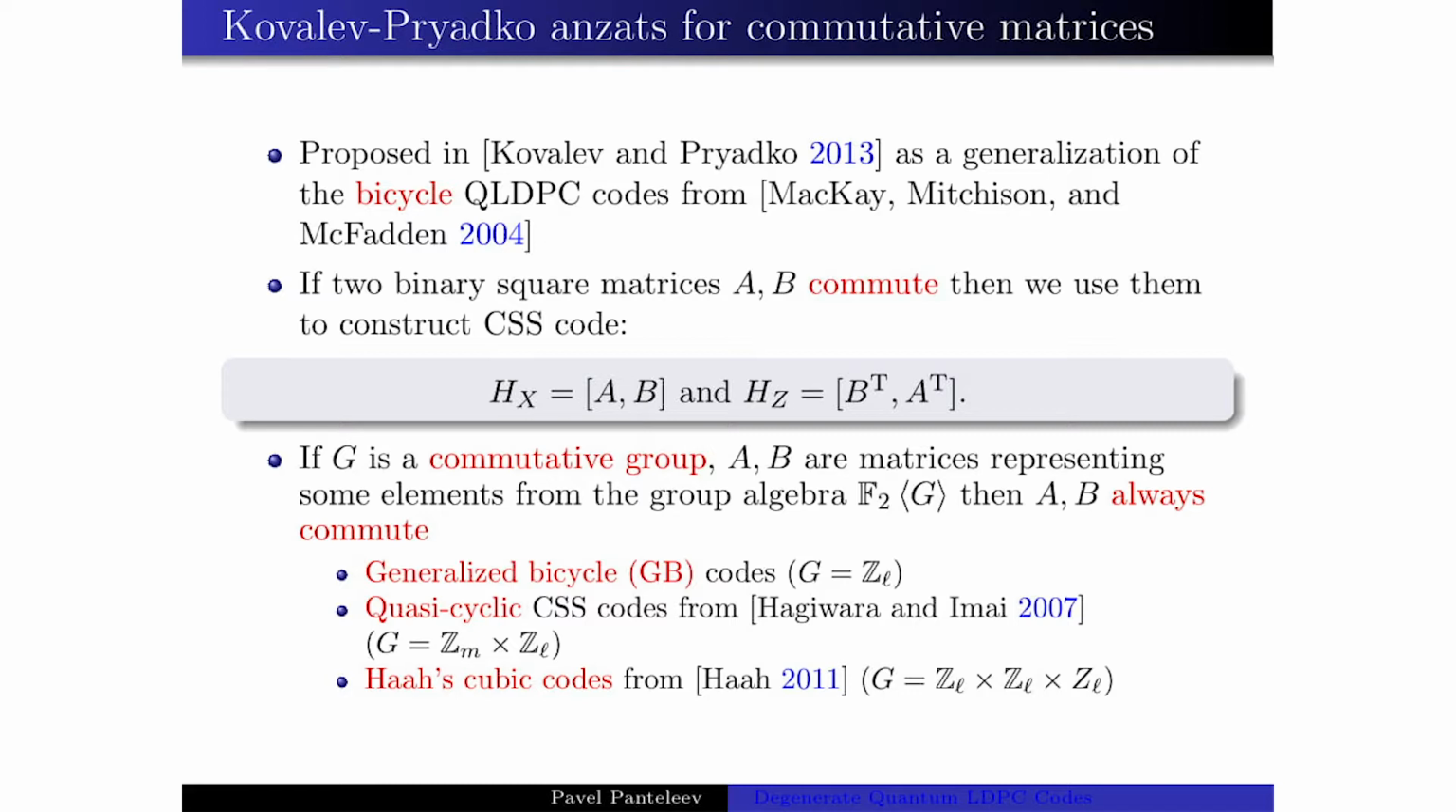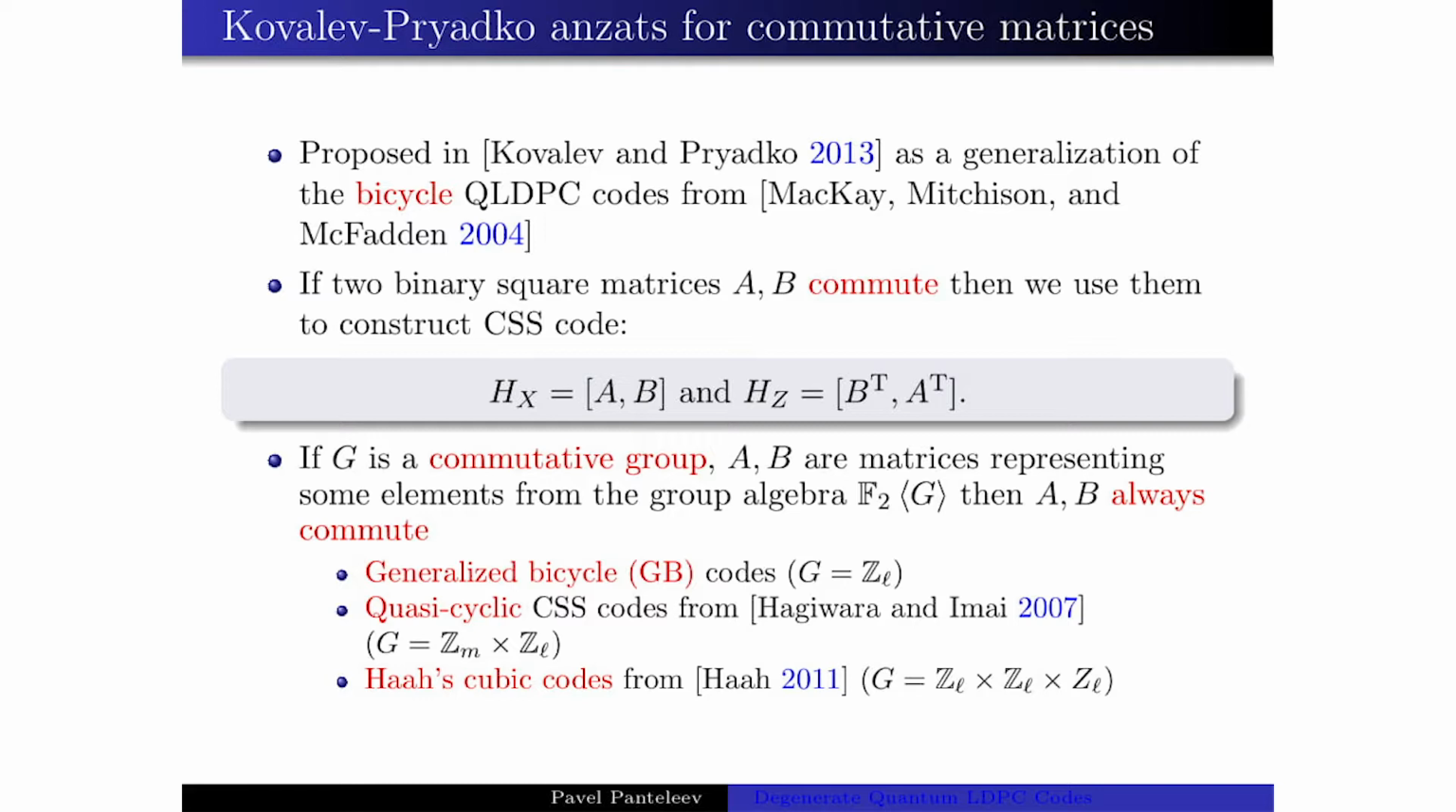So the idea is quite beautiful and simple. We have two binary square matrices, and they should commute, and that's all. You can obtain very nice CSS codes just from a pair of commuting matrices.